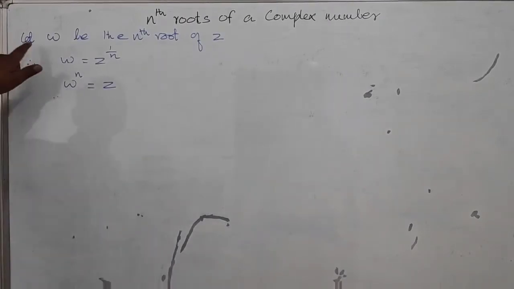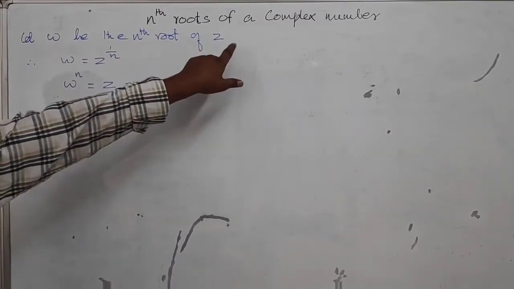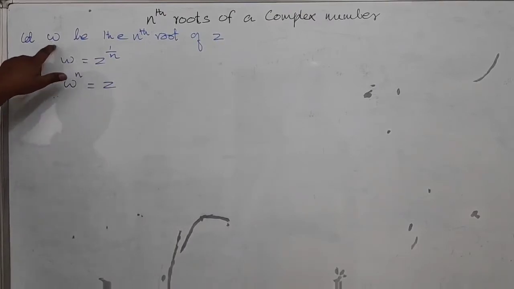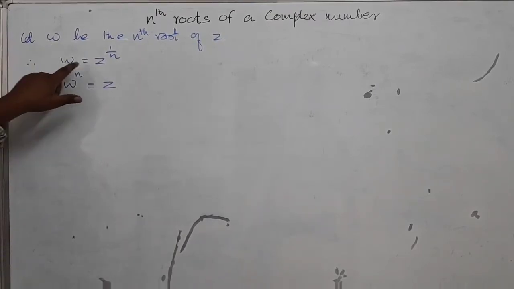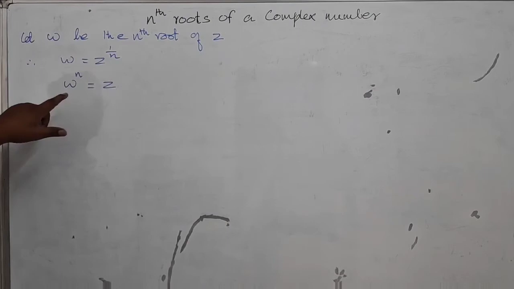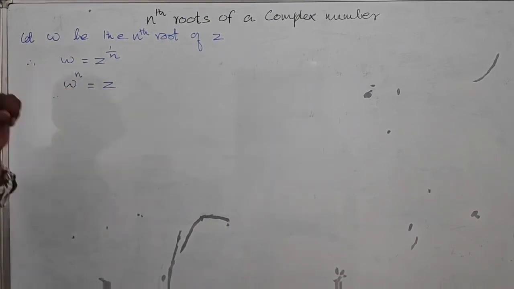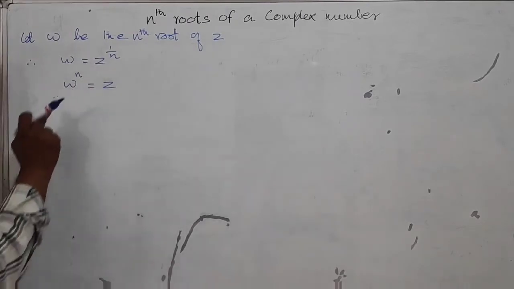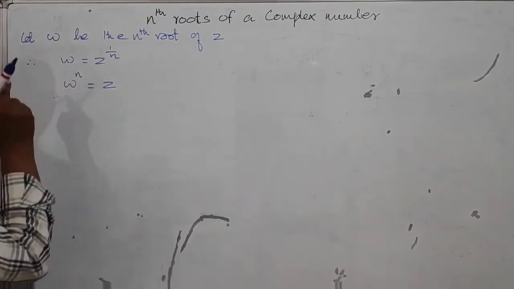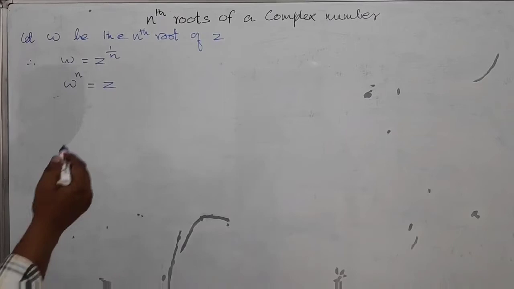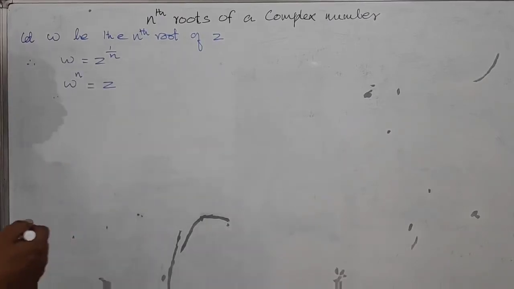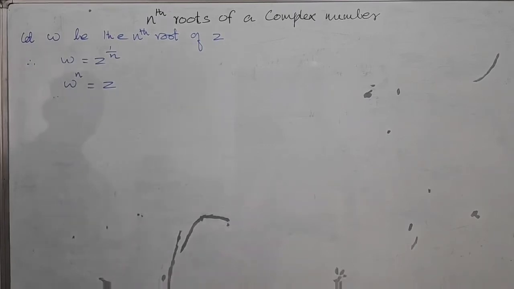Let omega be the nth root of a complex number z. This omega is also a complex number. Then omega is equal to z power 1 by n, we can write omega power n is equal to z. Now our aim is to find this omega value. Since omega is a complex number, if you express these things in polar form, it is very easy to find the nth roots of the complex number.